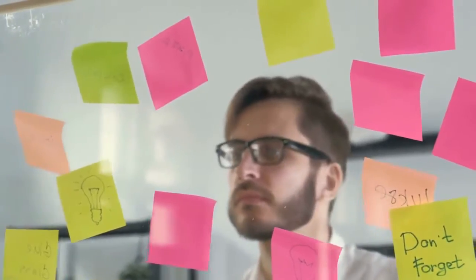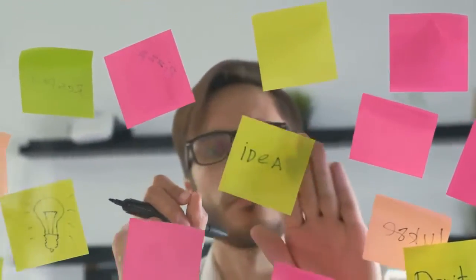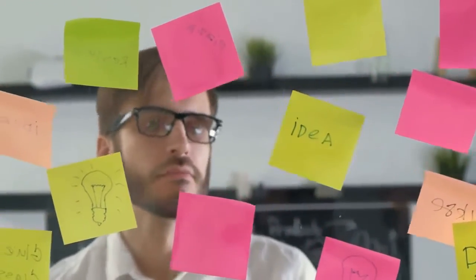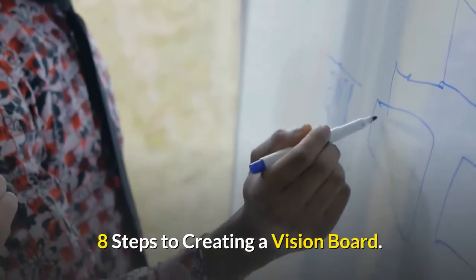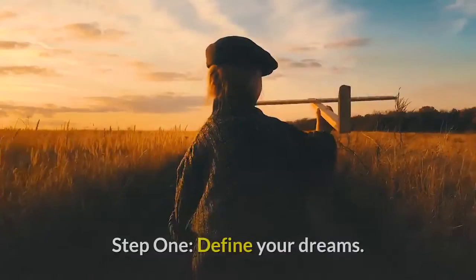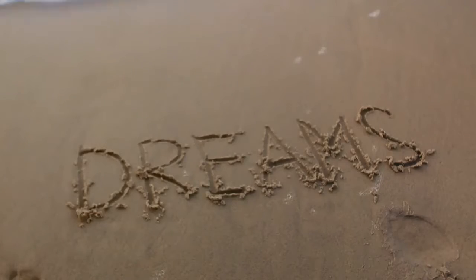A vision board is a visualization tool that uses a board to build an artistic composition of words and pictures which represent your goals and dreams. With that said, here are 8 steps to creating a vision board. Step 1. Define your dreams. You need to know what your dreams and visions are in order to visualize them.